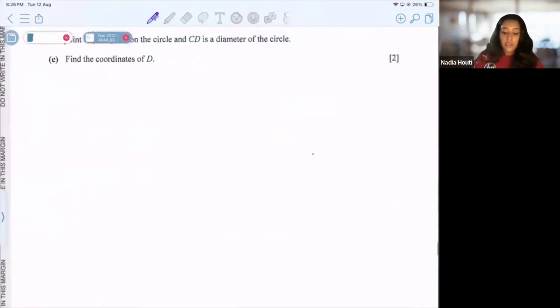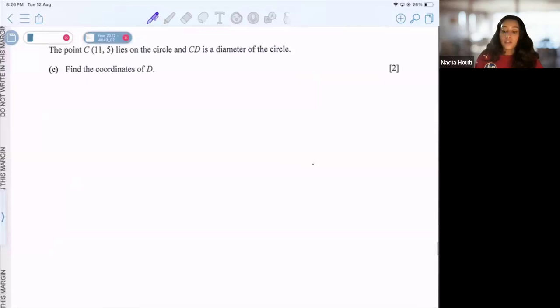Okay, the next part C. The point C lies on the circle and CD is the diameter of the circle. Find the coordinates of D. So we're just going to let the coordinates of D be x, y, but we're going to sketch out this diagram to help us visualize a bit better. So I'm going to draw a circle. And again, we know the center is 8, 1.